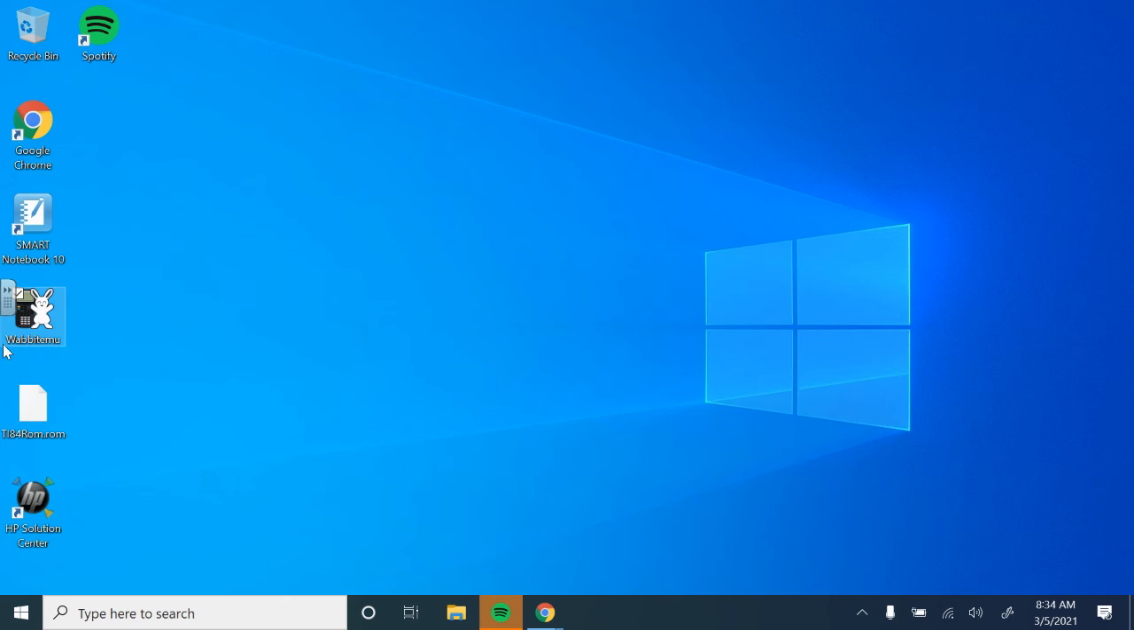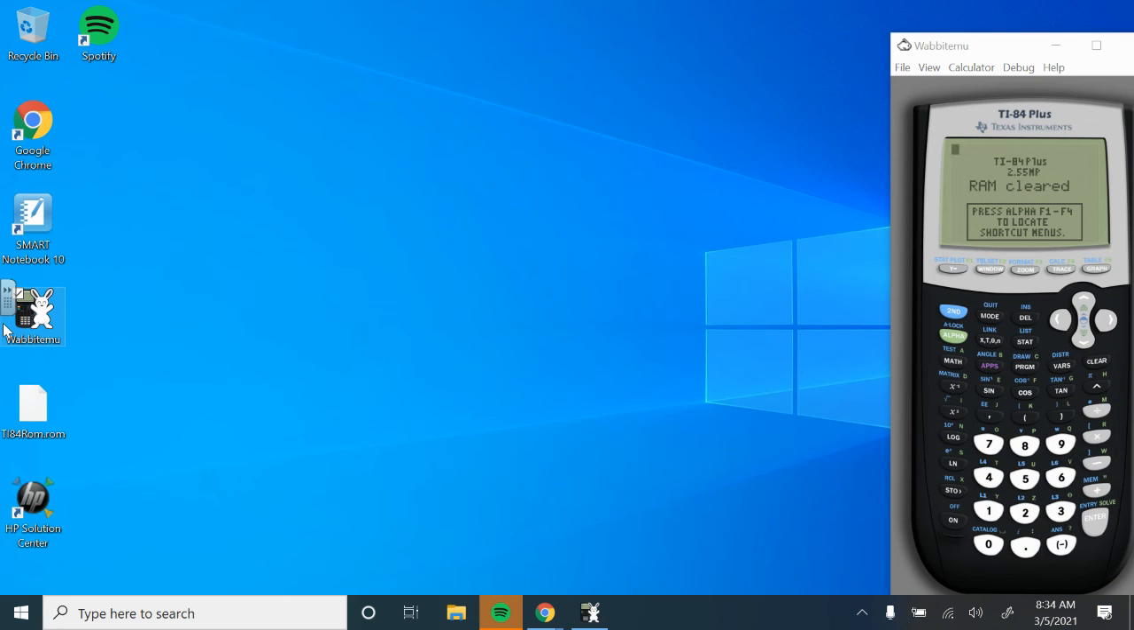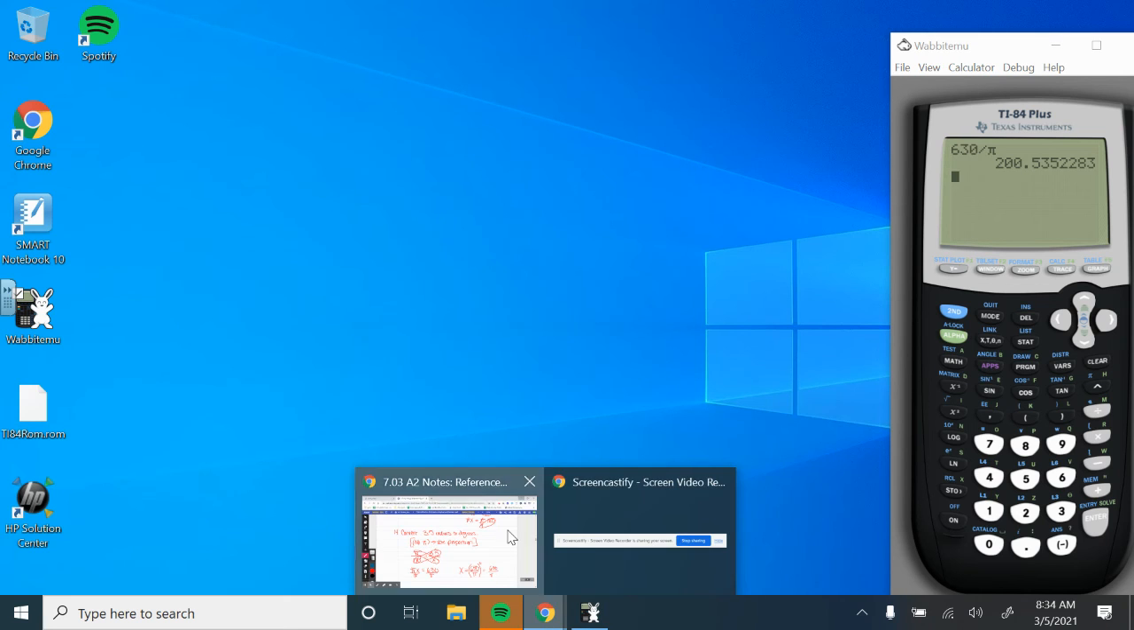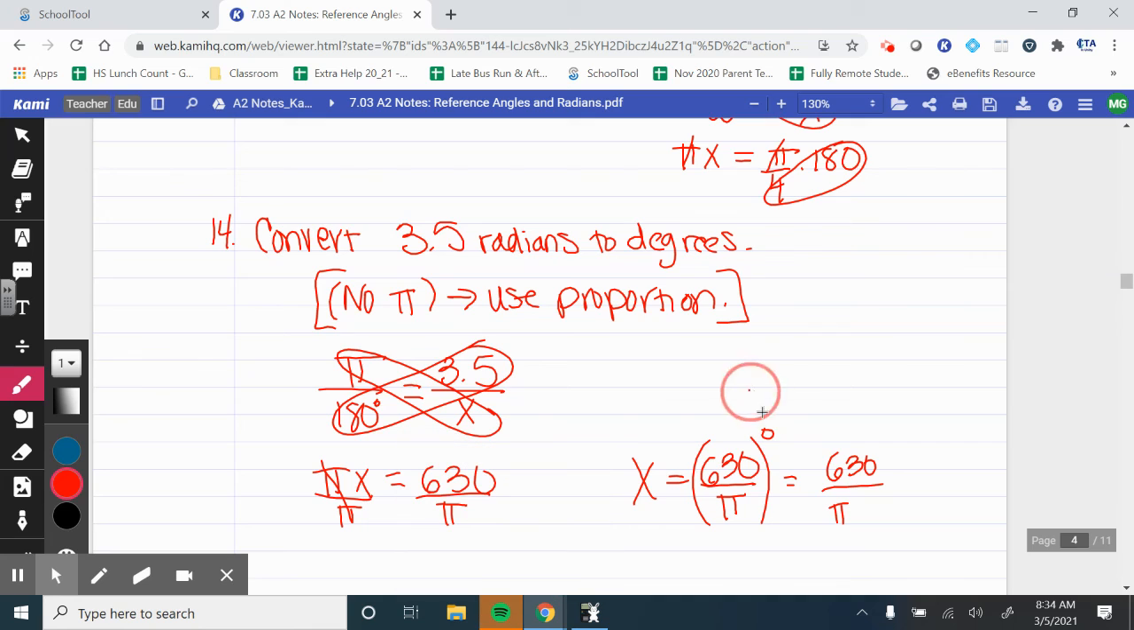I don't think it's opening. Oh, there it is. So here you would take 630 divided by pi and enter. I don't know if it's hard for you guys to see this too, or if it's just the board, but then we would get 200.5352283, and that would be the approximation.